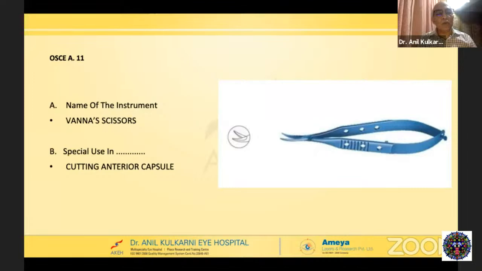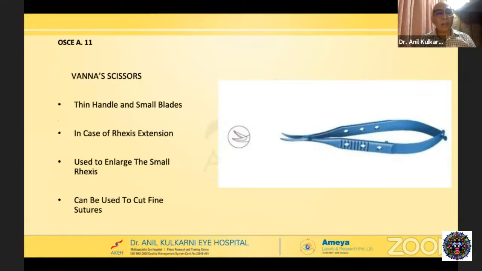So name of the instrument is Vannas scissors. Special use in cutting anterior capsule. Vannas scissors you can describe as having thin handle and small blades. It's usually anterior capsule is cut in case of rhexis extension.